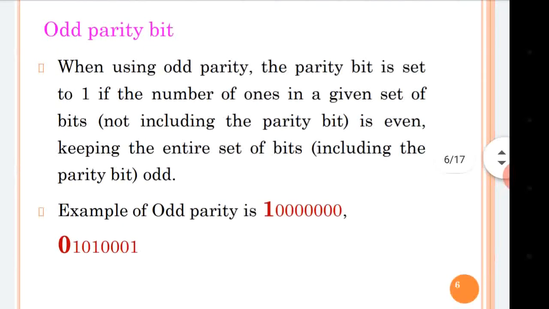Same thing for odd parity bit, only the thing is that total number of the ones should be odd, including the parity bit. So, let us talk about what is odd parity bit. When using the odd parity, the parity bit is set to 1 if the number of the ones in a given set of the bits, not including the parity bit, is even, keeping the entire set of the bits including the parity bit as odd. So in short, our aim is to make an odd number of the ones.